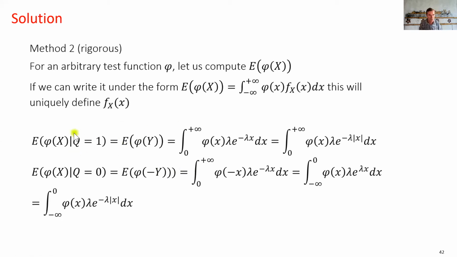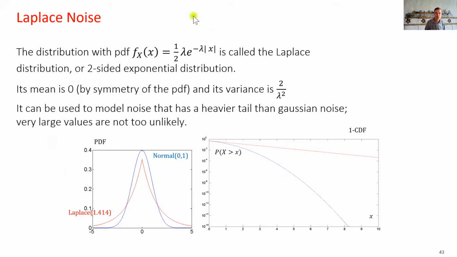So I have obtained the conditional distributions. Now I need to find the unconditional distribution, and I need to take 1/2 of this, multiplied by the probability of this, which gives the 1/2 here. So it will give me 1/2 of this plus 1/2 of that, which gives the correct PDF here. So this is a plot in red of this Laplace distribution here.